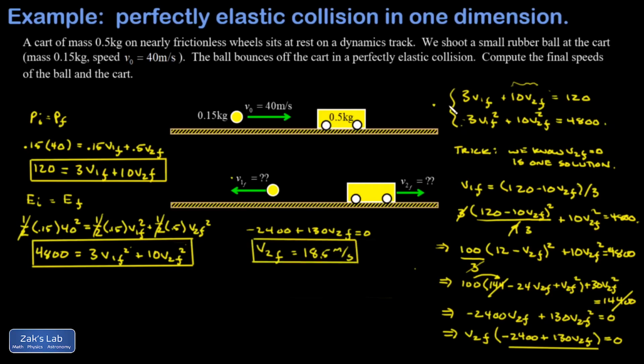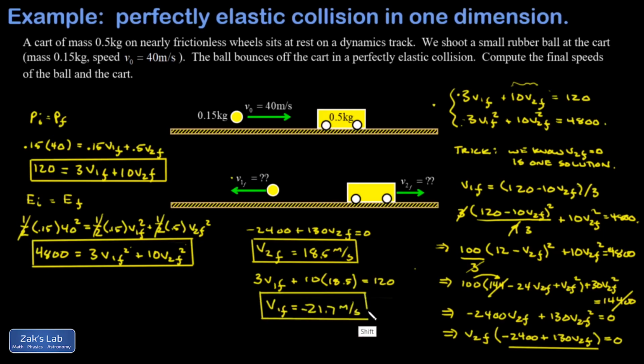Then I'm going to go back to the first equation in my system, because that's the linear one, that's the easy one. And I'm going to solve for v1 final. So I plug in that v2 final, which was 18.5. Solve for v1 final. And I get negative 21.7 meters per second for that.